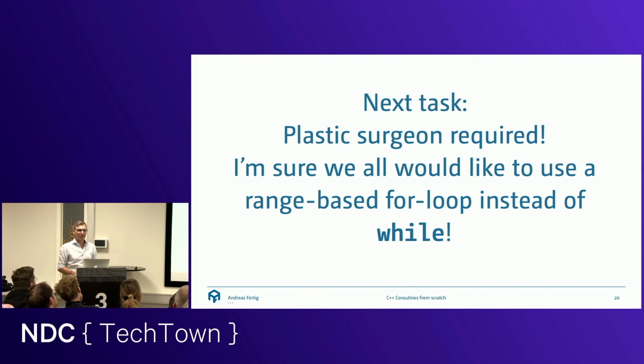I think there's a plastic surgeon required, not one that tampers with your facial muscles, but one that tampers with our code, because I'm sure we all would like to use a range-based for loop instead of that ugly while loop here, because that would make everything become more beautiful and a lot of questions go away. How do we do that? Simple.